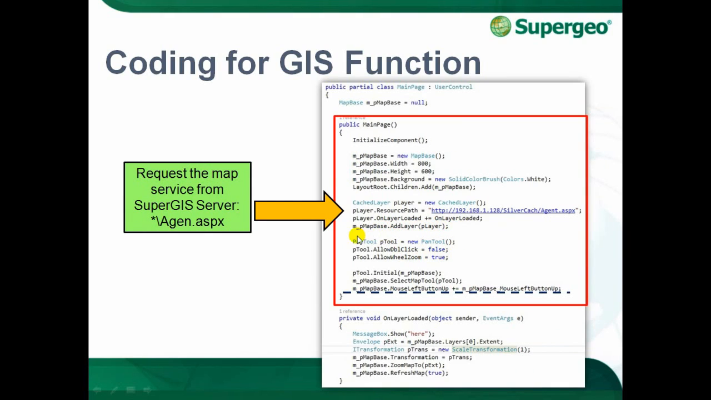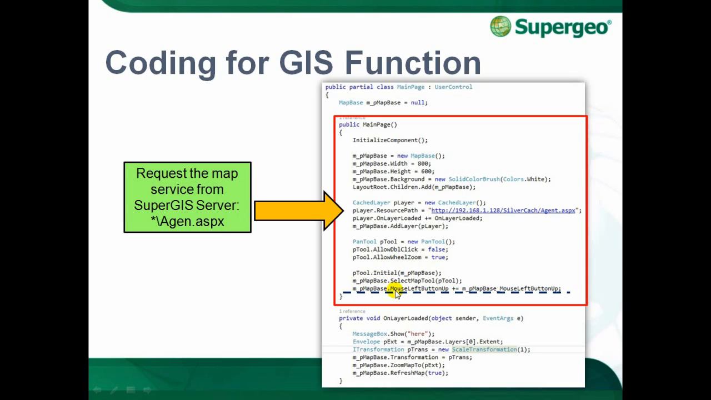Then for the tools, like zoom in or zoom out or wheel zoom, you can add this part of code to enable or disable them, just need to set it as false or true. Then we use the function to select the map.